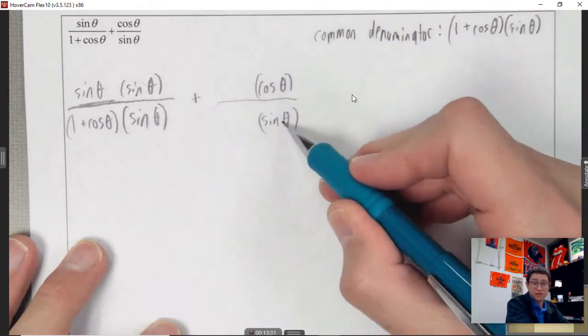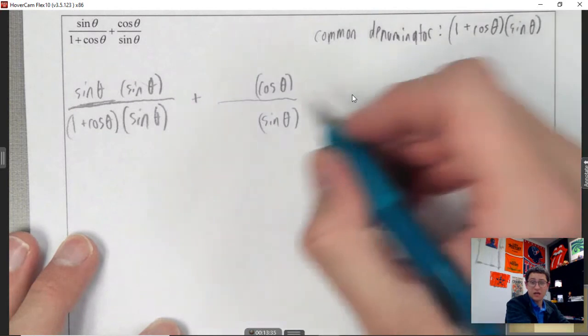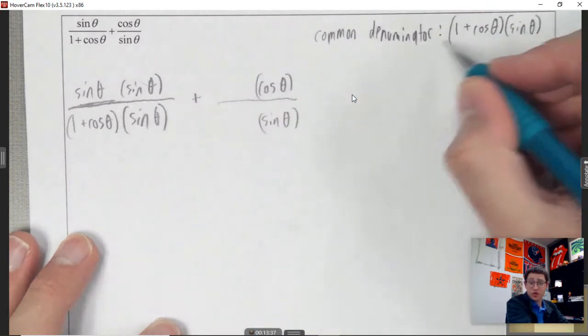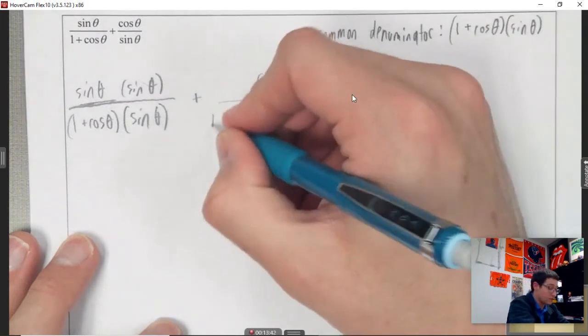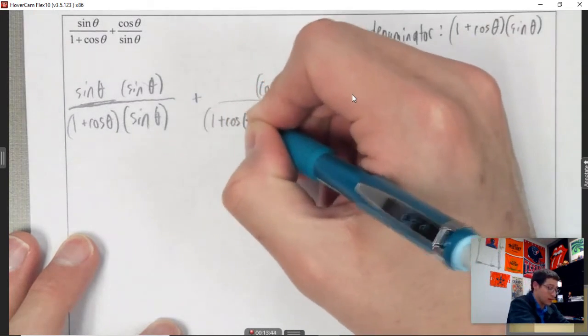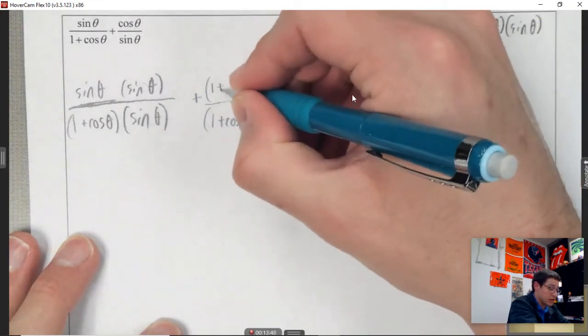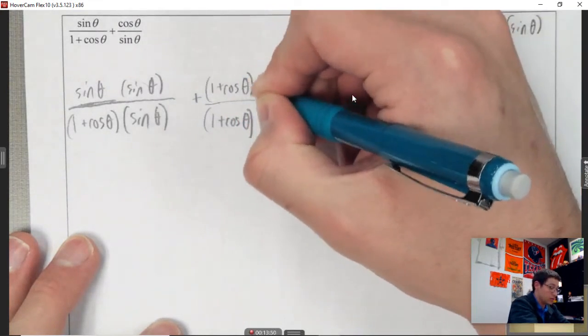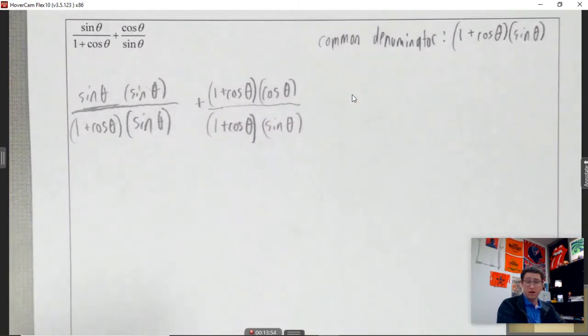Okay, cosine of theta over sine of theta. Cool. Okay, and then I want to introduce this part here, the 1 plus cosine of theta, because that's the part that I don't have. So 1 plus cosine of theta here. I'm not going to change the fraction. I'm just changing the way it looks because I'm going to put it on the top and the bottom. Again, fancy version of 1. Okay, so now I have changed the way my fractions look.